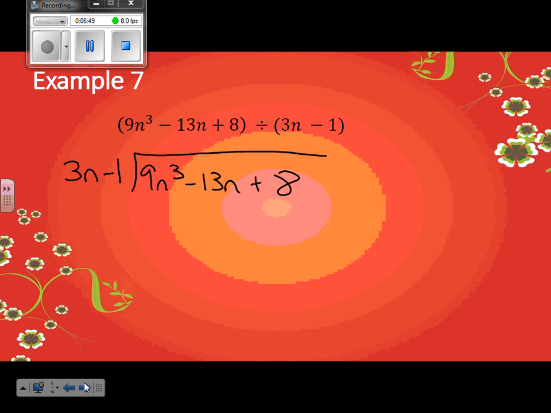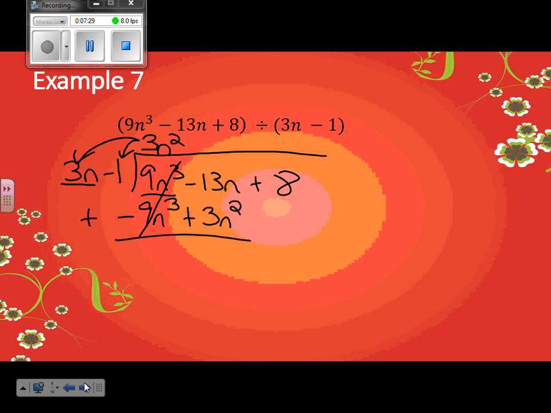Okay, so how do we start? We start by dividing like normal. 3 goes into 9 how many times? 3 times, right? You need 1n squared to get 3n cubed. So here we go. 3n squared times 3n is 9n cubed. 3n squared times negative 1 is negative 3n squared. We normally subtract, but we will change, change, change, and add the opposite.